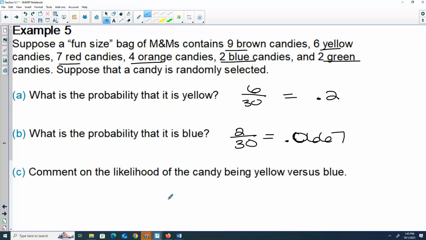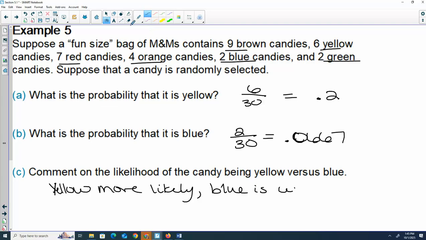Comment on the likelihood of the candy being yellow versus blue. What would you notice about that? Yellow is more likely than blue. Blue is unusual and yellow is more likely. You could say yellow is more common, blue is unusual. Oh yeah, it's not under 5%, so we couldn't say unusual. It's actually 6.67%. We could just say less common.